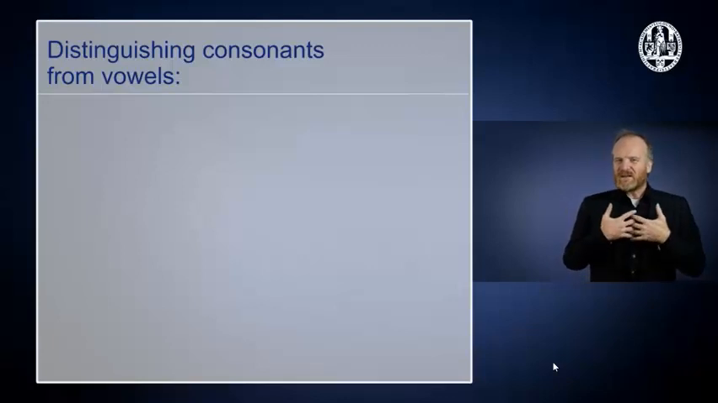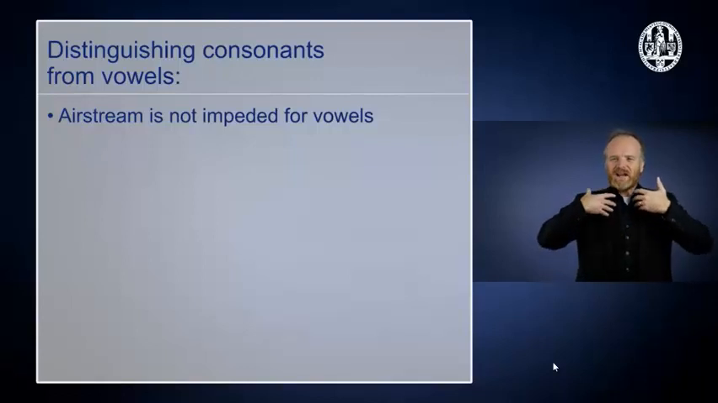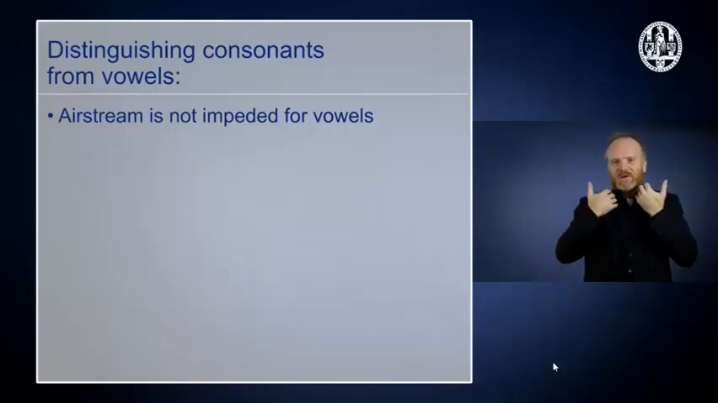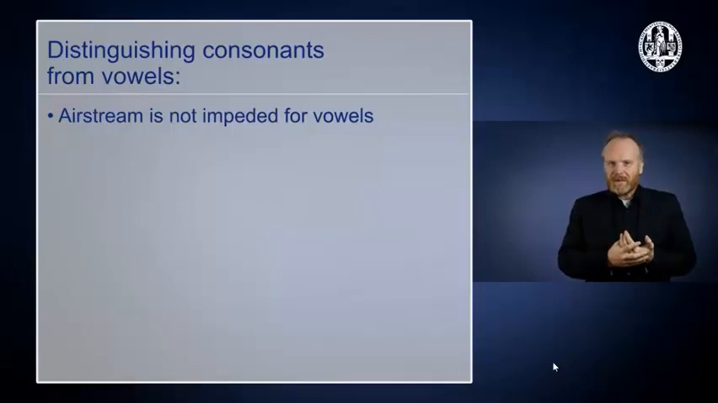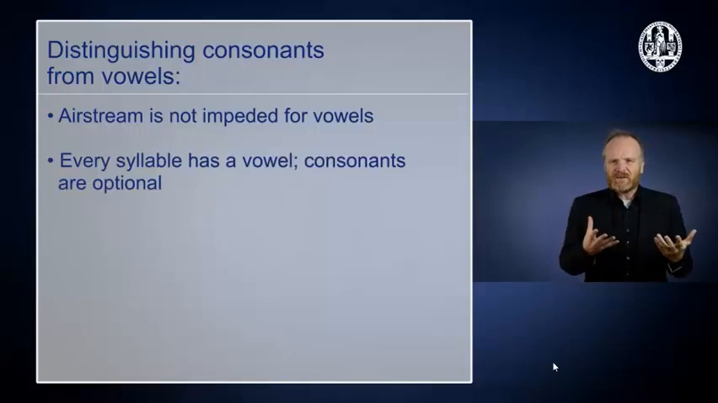The first is that in the production of vowels there's no impediment in the airstream. If I say a vowel, ah, my mouth is just open and the air goes out unimpeded. Another distinction is that in many languages every syllable has at least a vowel, but not necessarily a consonant. So, O is a possible word or syllable of English, but T is not. So we can use a vowel to make a syllable, but not just a consonant. That's very common in many different languages.